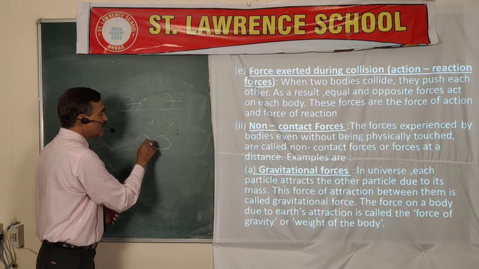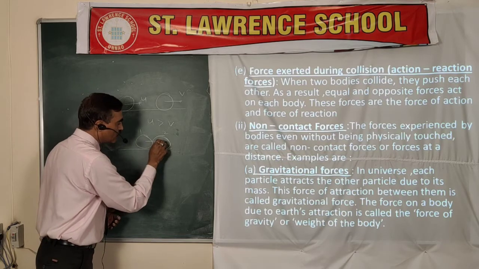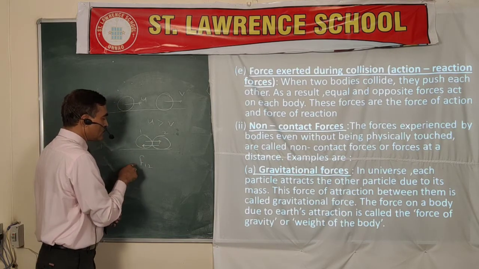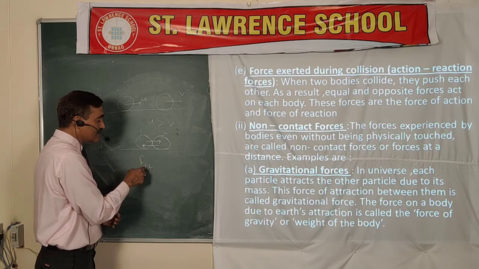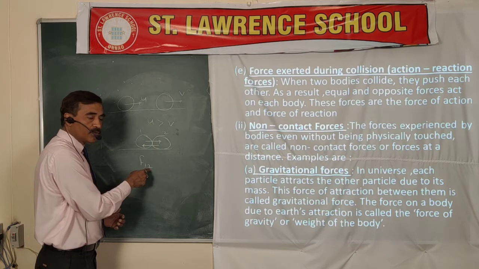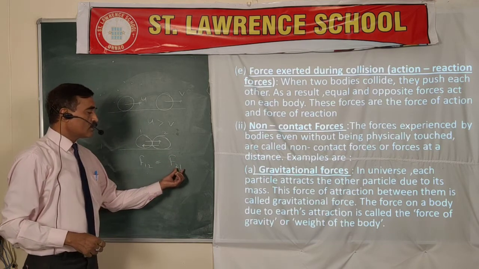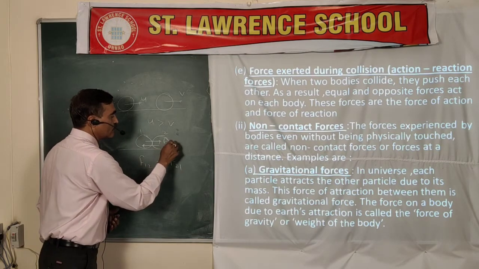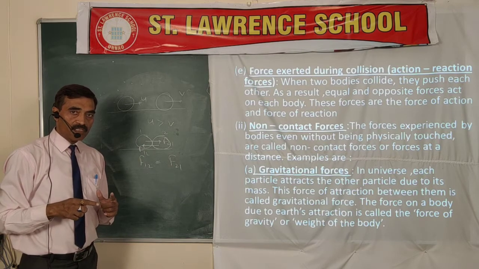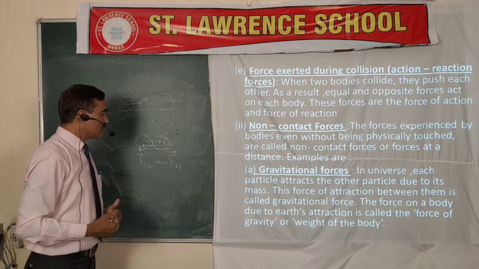When the bodies collide, this is body number 1 and this is body number 2. This body will exert a force on this one, and this body will exert a force on this one. That is called F12, the force exerted on body number 1 due to body number 2. This is equal to the force exerted on body number 2 due to body number 1, which is F21. The magnitudes of both forces are the same, but their directions are opposite.